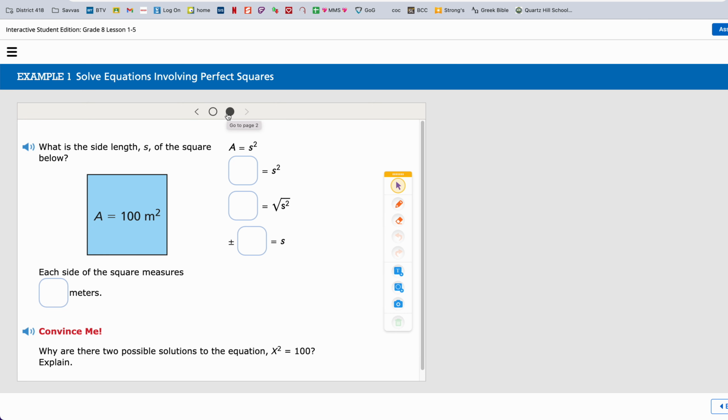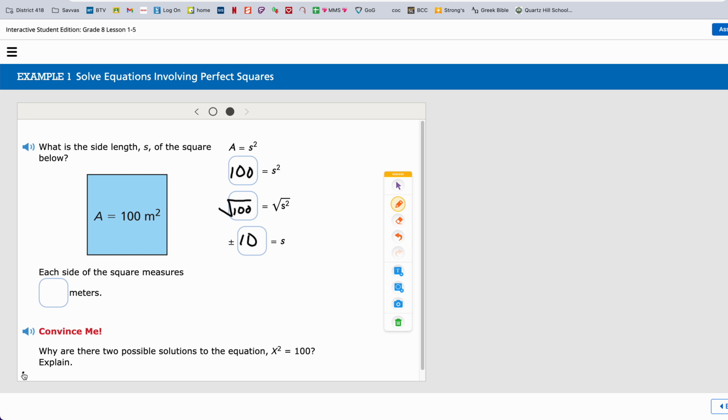What is the side length S of the square below? We're used to just jumping straight to that solution, but they're going to make us think this through. So the area is 100 meters squared. Then we take the square root of S squared, so I need to take the square root of 100. Since we're talking about a square root, it has a positive and a negative solution. So the answer to the equation is positive 10 or negative 10.